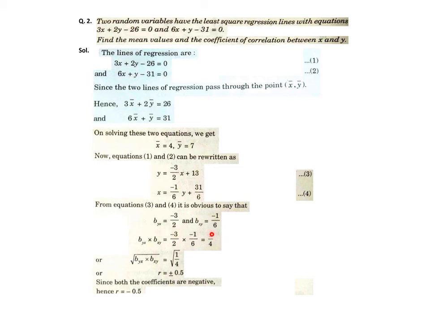Let us multiply these two, byx and bxy. Their product is 1 by 4, and then we have to take the square root. It is for sure that the product of these two values will always be positive in any problem, because either both will be negative or both will be positive. So here we have to multiply them. It's positive 1 by 4 because both are negative, so the product is positive. Then take the square root of that.